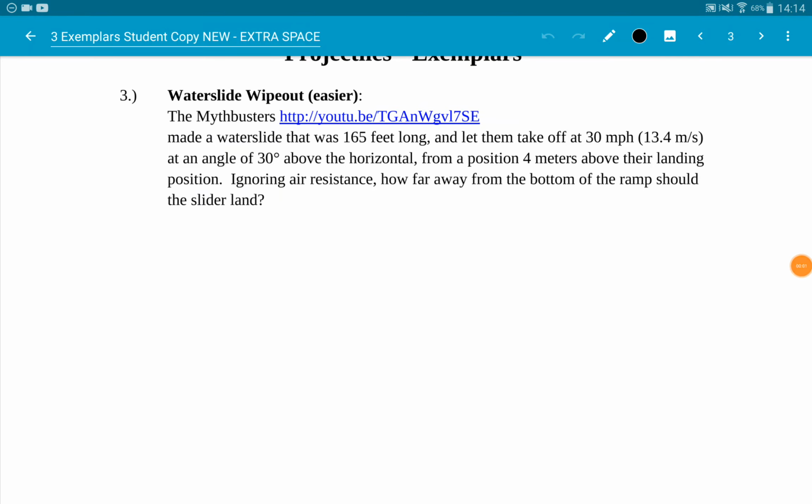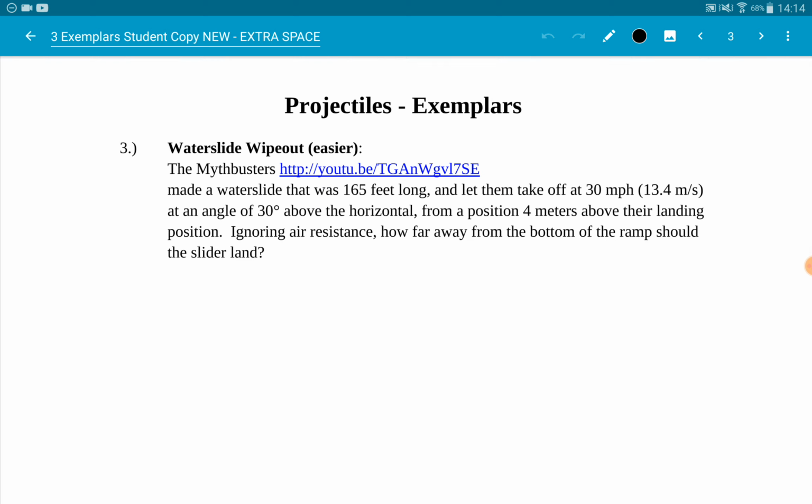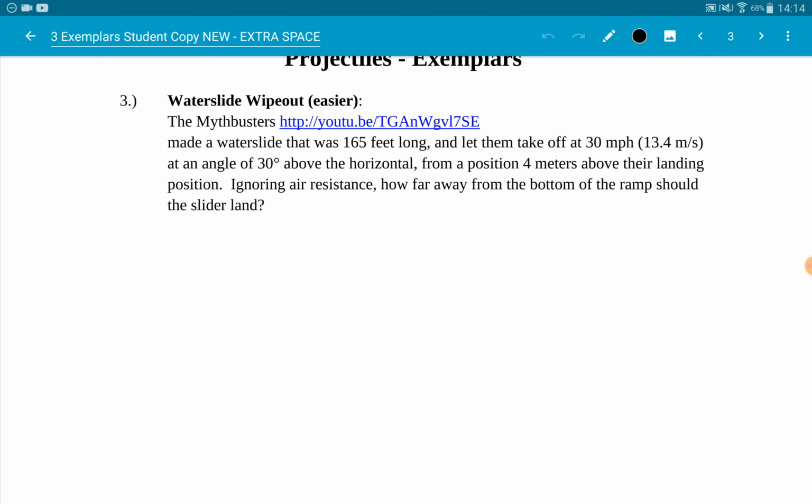Welcome back. We're in Projectiles Exemplar number 3. You should have done 1 and 2 already and checked that against my solution. So I'm going to go quicker through this, as I'm assuming you already have all that other information. So you can watch that little clip there.